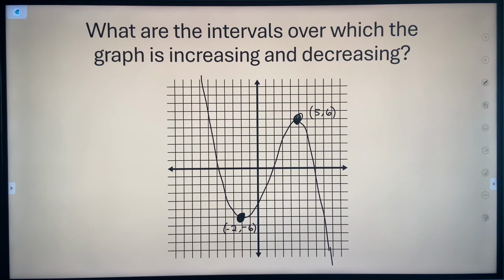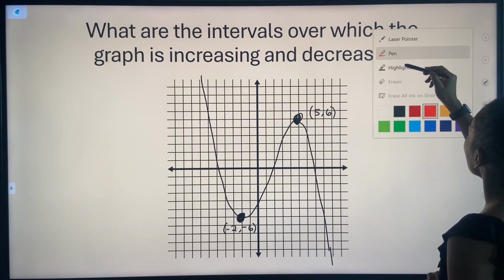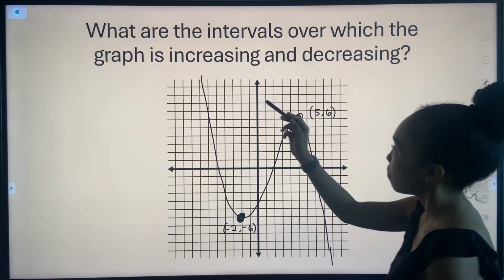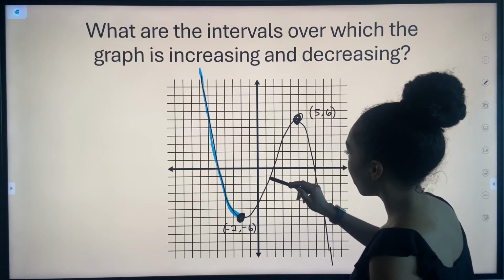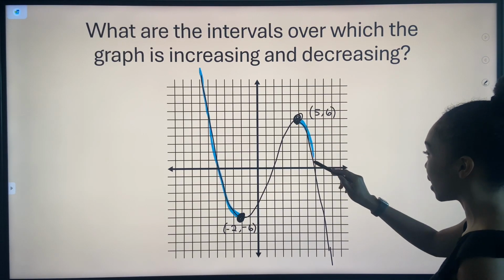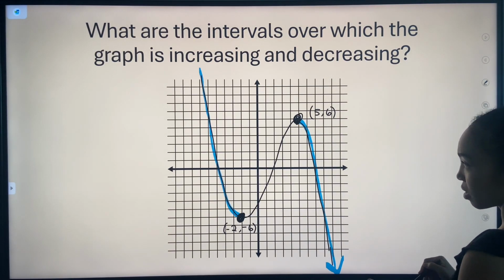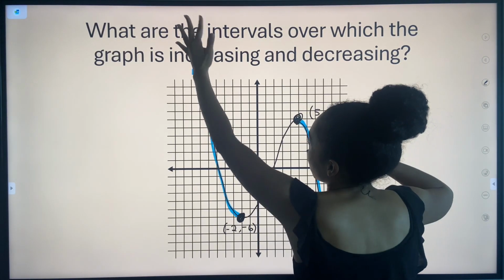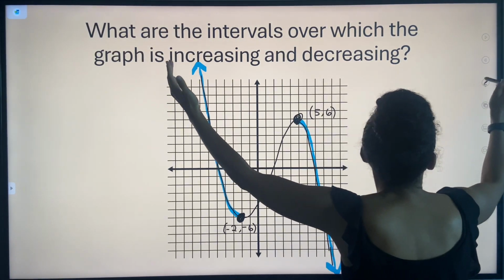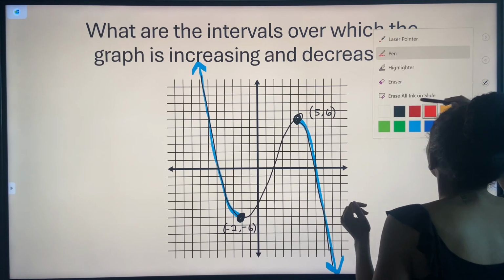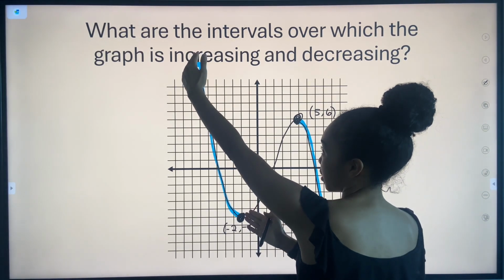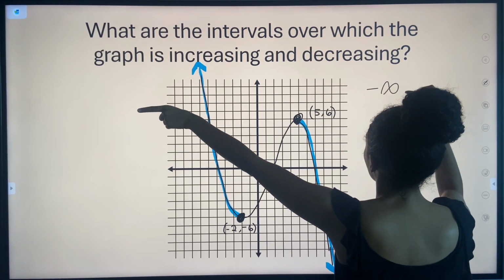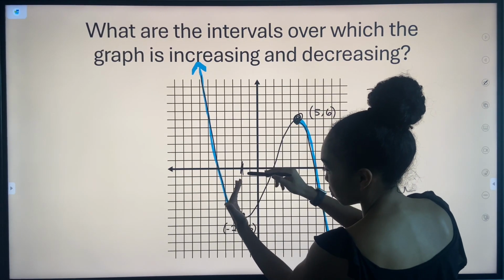What are the intervals over which the graph is increasing and decreasing? Okay. So if you follow my pin, I'm going down from here to here, and it goes up, and then I'm going down again from here to here forever. Okay? So we're starting from the left. Whenever you're talking about increasing and decreasing, you want to think about the domain where it's happening. So the domain from here to here is negative infinity to negative 2.